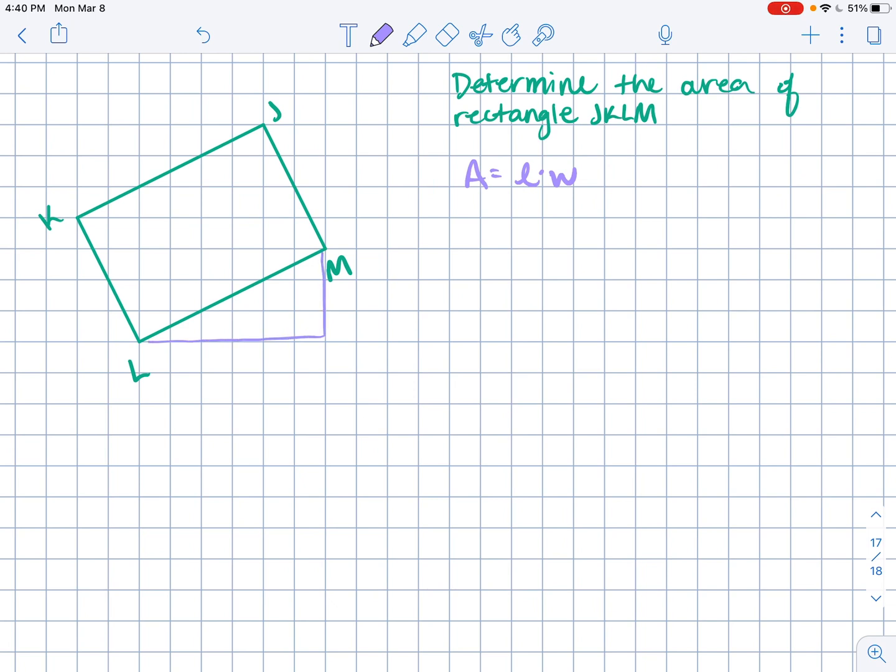I'm going to draw in the vertical and horizontal distance between those endpoints, and I'm really creating a little right triangle here so that I can apply Pythagorean theorem to determine the length LM. So this is 3, this is 1, 2, 3, 4, 5, 6.